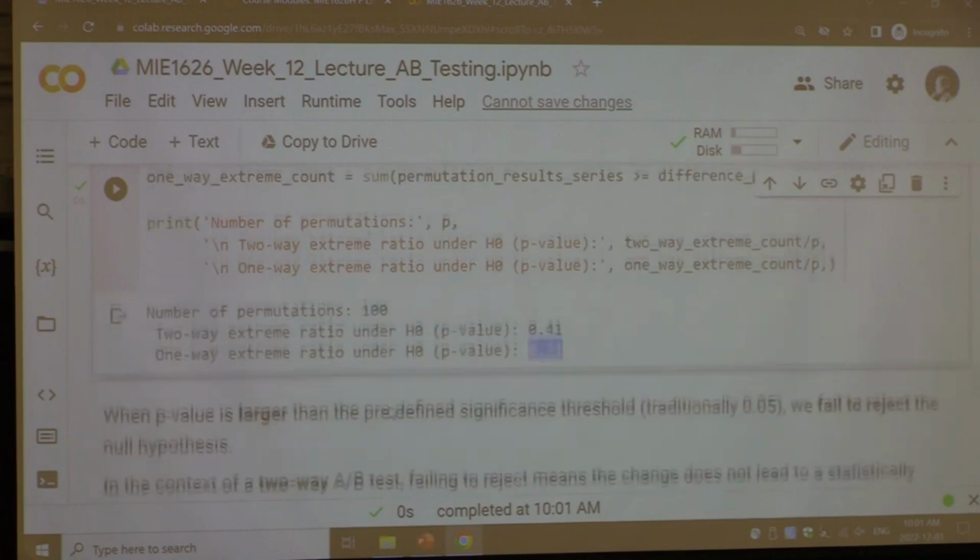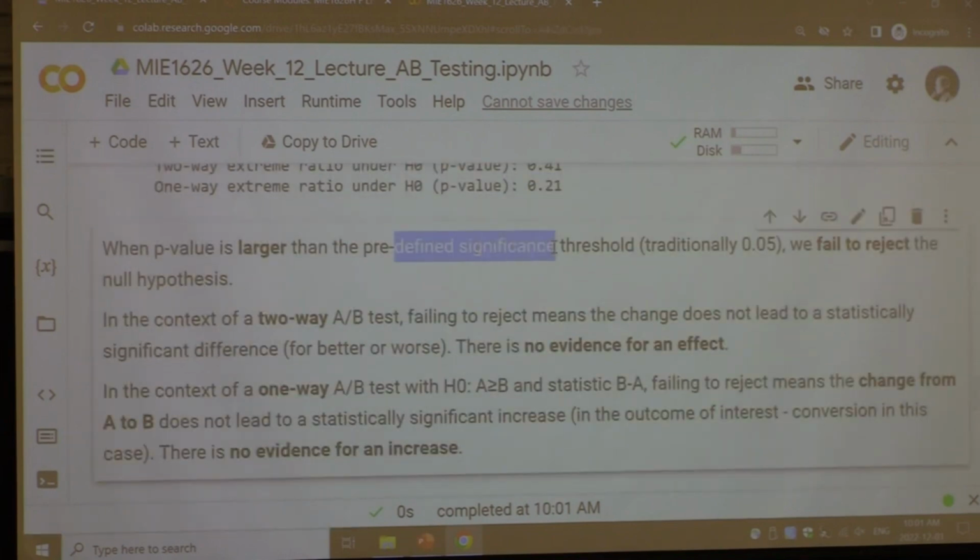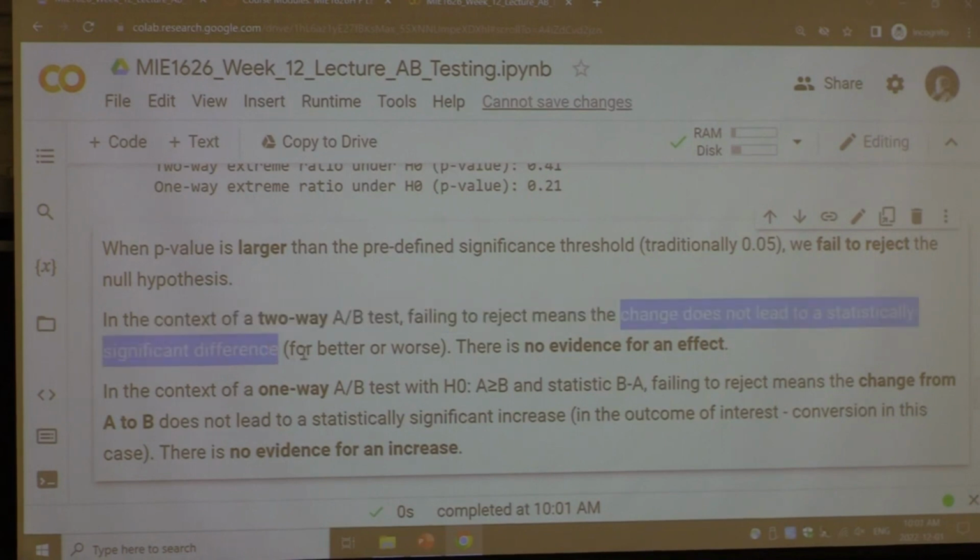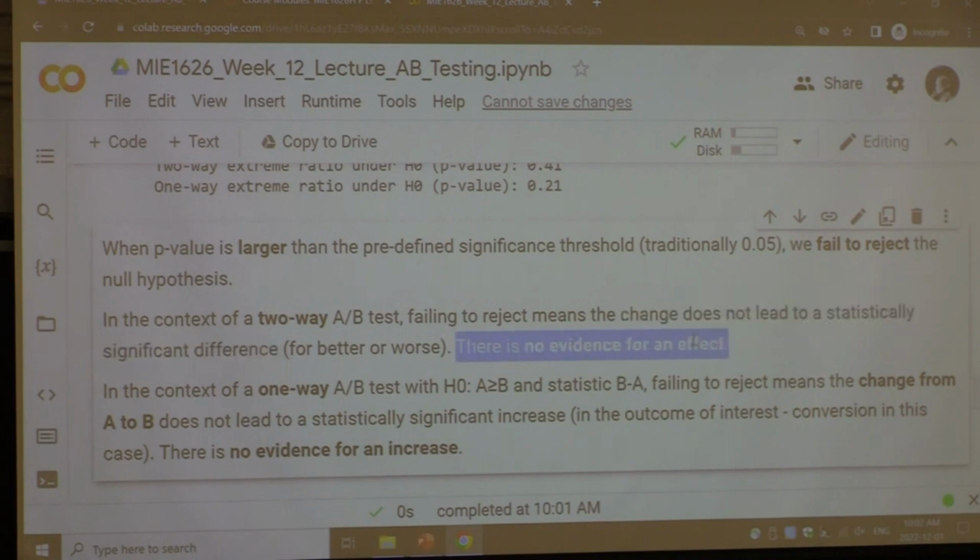All right, so what is the interpretation? Well, when the p-value is larger than the predefined significance level, which is usually 5%, we fail to reject the null hypothesis. The interpretation for a two-way A/B test is that the change does not lead to a statistically significant difference, for better or worse. It means that there is no evidence of an effect.